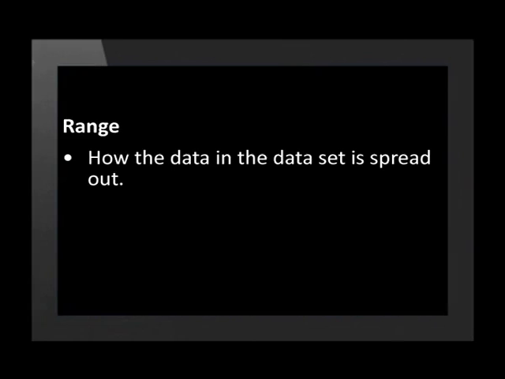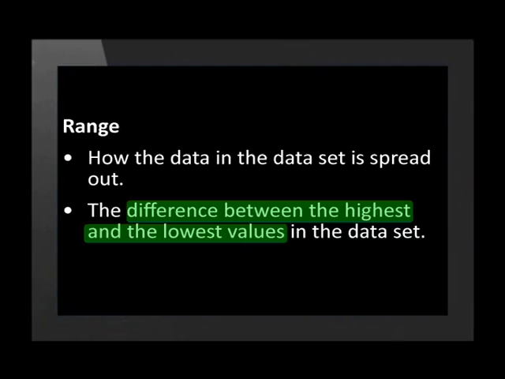Next, we'll look at range. This is one of the measures of dispersion. Measures of dispersion look at how the data is spread out. The range indicates how the data in the data set is spread out. It is the difference between the highest and the lowest values in the data set. If a larger range value was calculated, it would mean that the data is quite spread out. If a smaller range value was calculated, it would mean that the data is grouped close together.